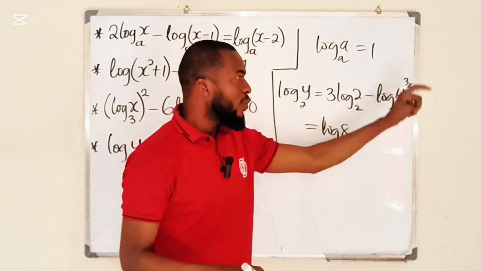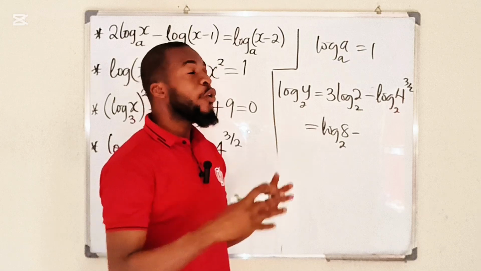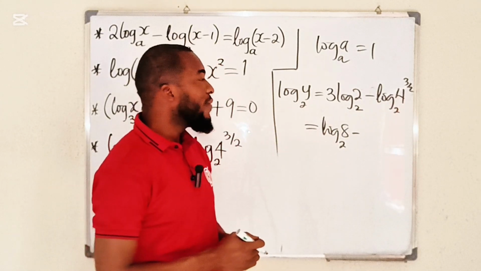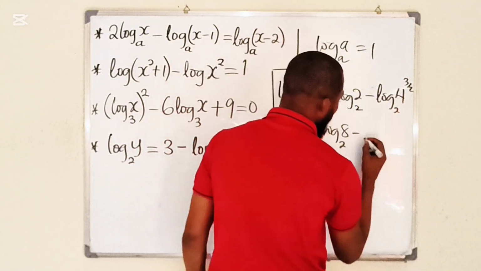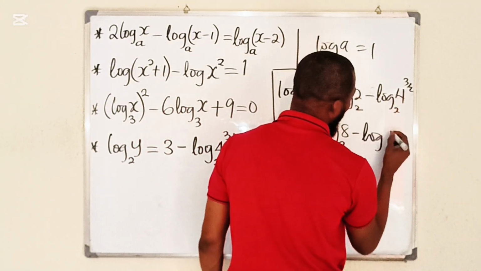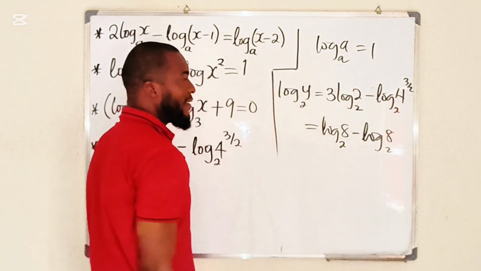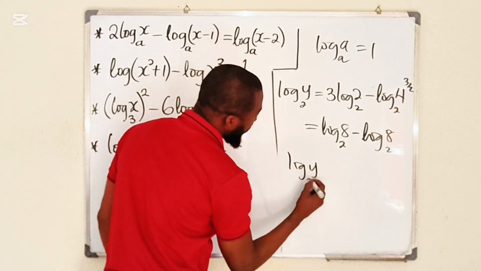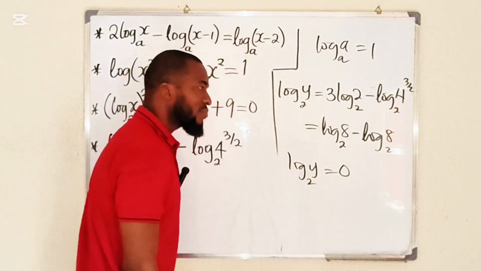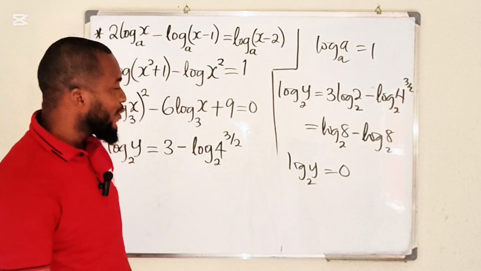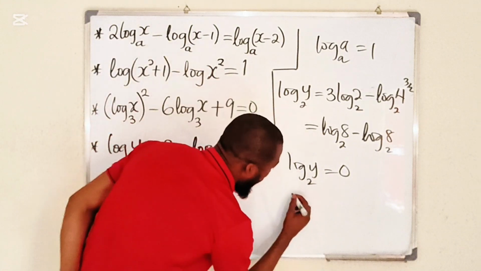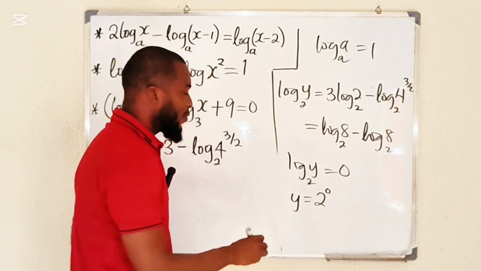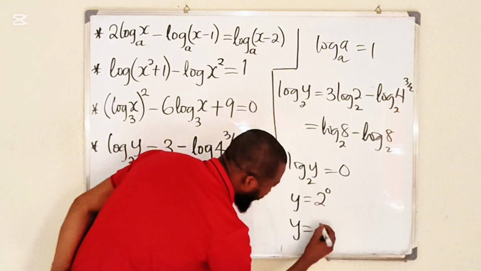What is 4 raised to the power of 3 over 2? It is the same thing as the square root of 4 to the power of 3. Square root of 4 is 2, and 2 raised to the power of 3 is 8. So we have log of 8 here. They are exactly the same, so they will give us 0. Therefore, log of y with the base of 2 is equal to 0. So from definition, y is equal to 2 raised to the power of 0. Hence, y is equal to 1.